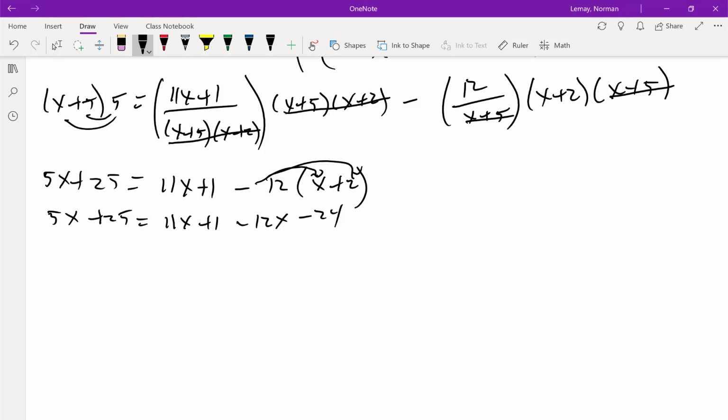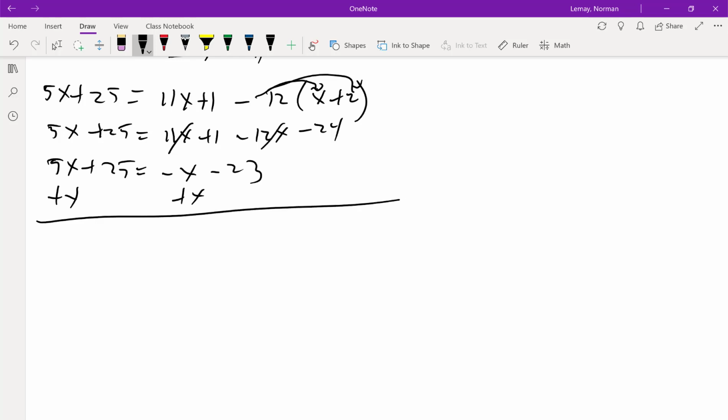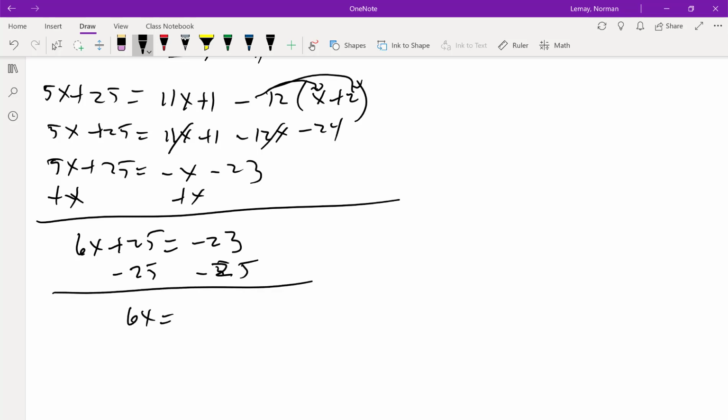Let's clean some stuff up on the right-hand side. 5x plus 25 equals, so notice that 11x and a minus 12x give us a minus x, and plus 1 minus 24 gives minus 23. I'll bring all the x's to one side, so I'm going to add an x here. I get 6x plus 25 equals minus 23. Now I'm going to subtract 25 from both sides. So I get 6x equals negative 48. Then we divide both sides by 6, so x equals negative 8.